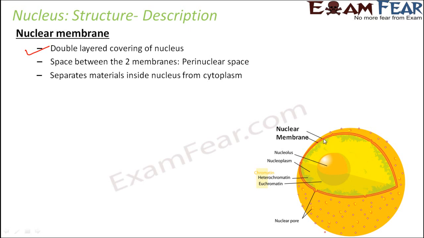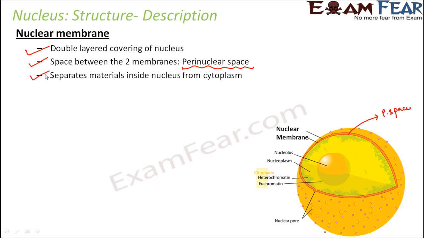So you can see here there are two red lines. They are the two membranes. The space between the two membranes is known as the perinuclear space. So where is the perinuclear space? This space between the two lines, whatever space is there, that is the perinuclear space.